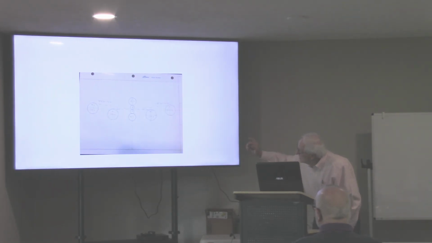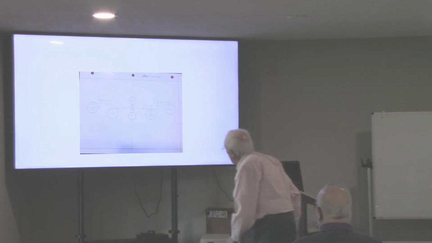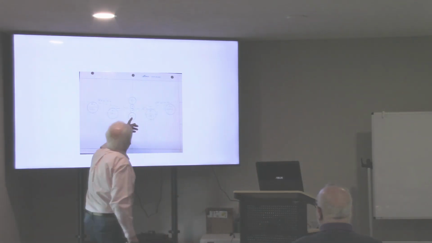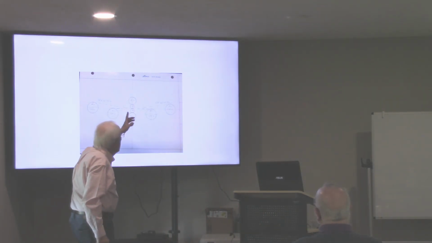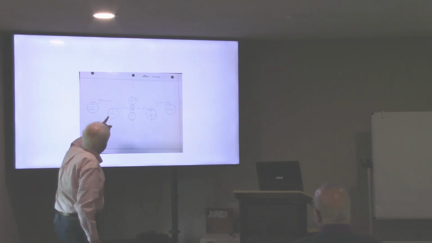On the right side, you'll see two circles. Those are unwinds with a roll of aluminum. As you go to the center, that's the rolling mill. You have backup rolls, work rolls, backup rolls. The backup rolls keep the work rolls from bending. And on this side, you have two rewinds.